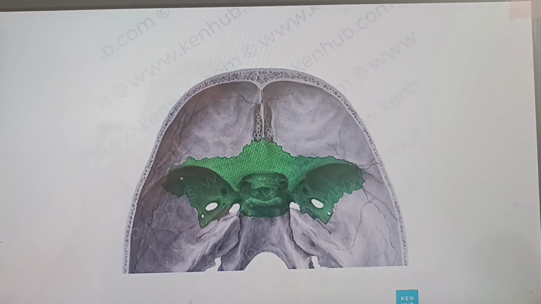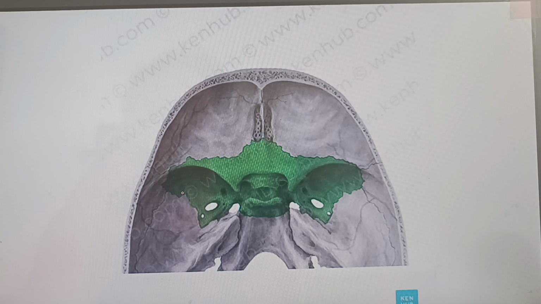As I mentioned in the last class, learning the articulation of the sphenoid will help you master all the bones of the skull, because the sphenoid articulates with almost all bones in the skull. So here you can see the sphenoid bone from superior view.